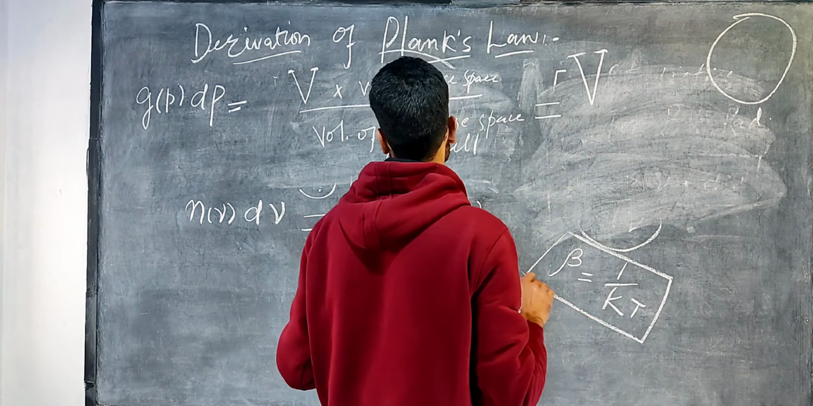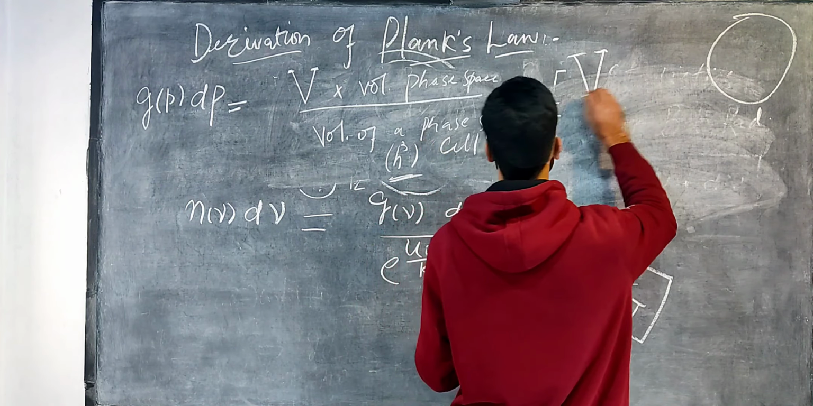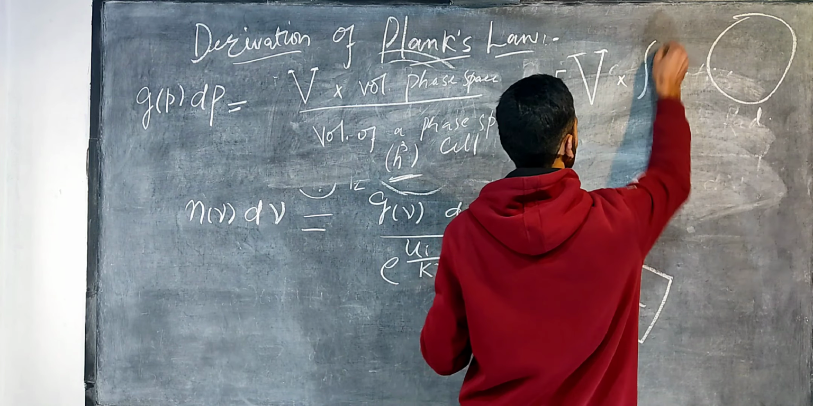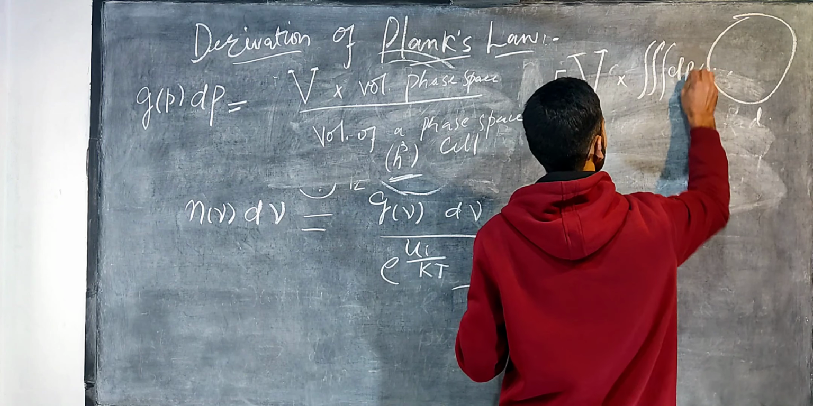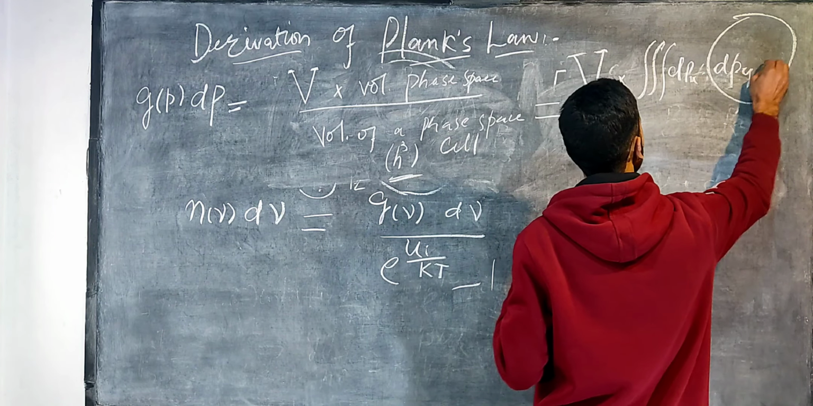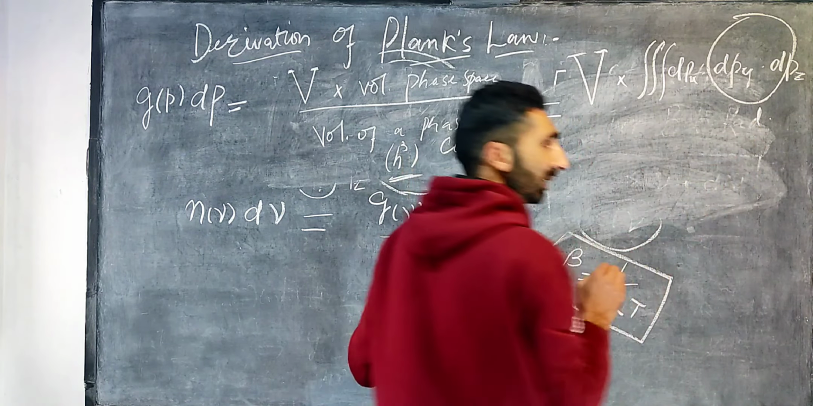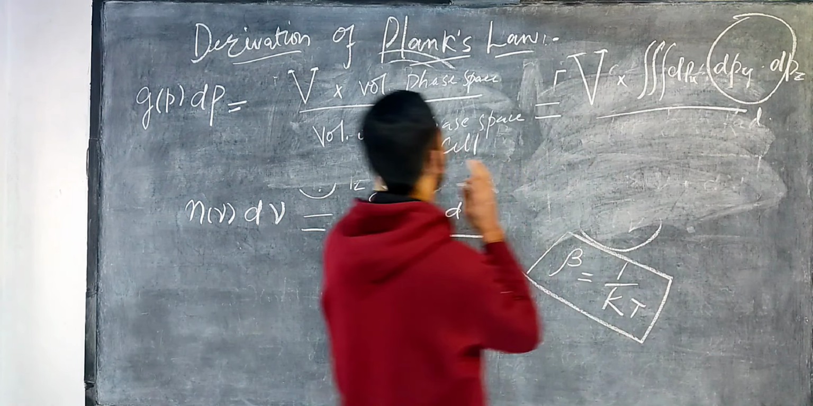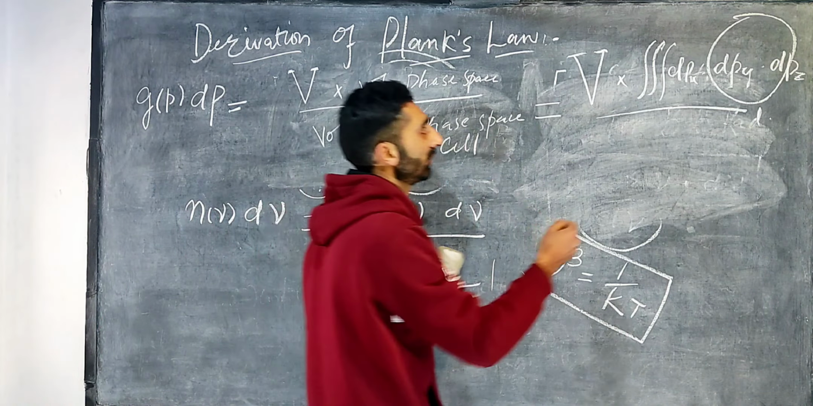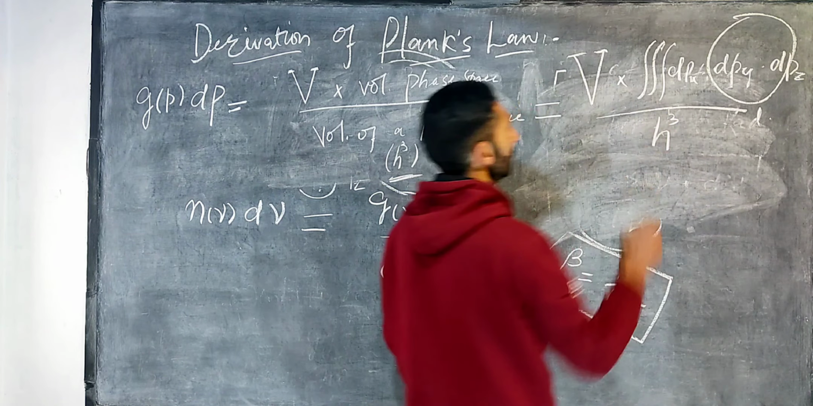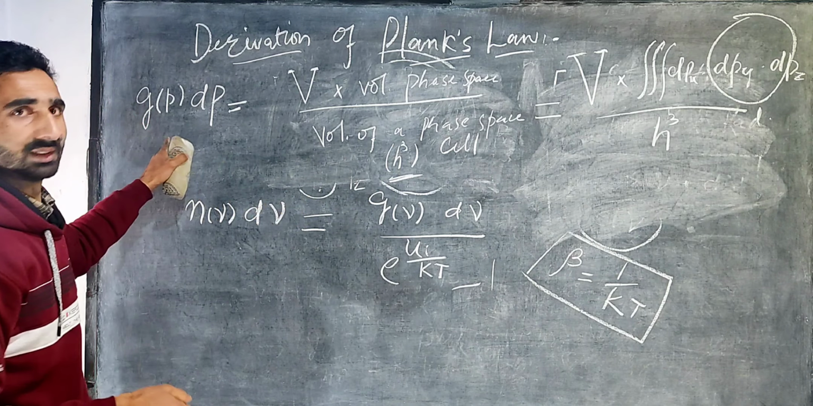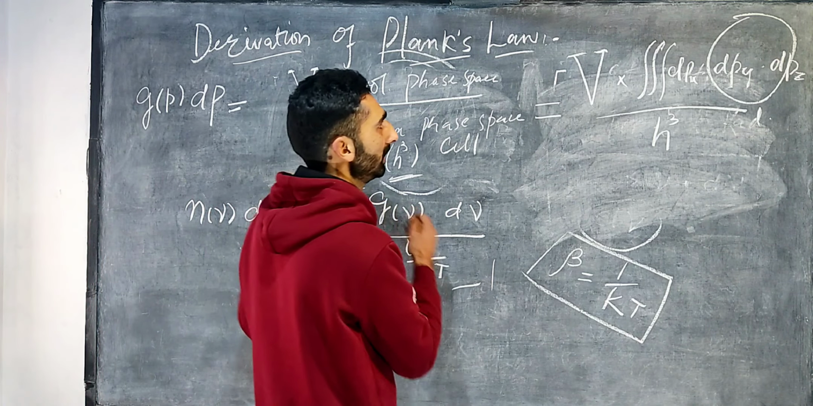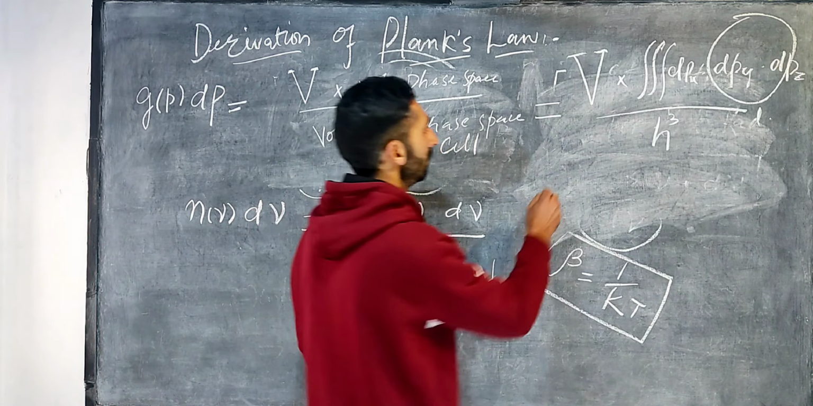That is the volume of that specific region, V, multiplied by the volume of the phase space. We can represent it as dpx, dpy, and dpz, which I have shown you earlier, the volume of phase space, whole divided by the volume of each phase space cell, which is equal to h cubed, Planck's constant cubed. So this will give us the number of phase space cells in that specific range of momentum dp. So you have seen it.